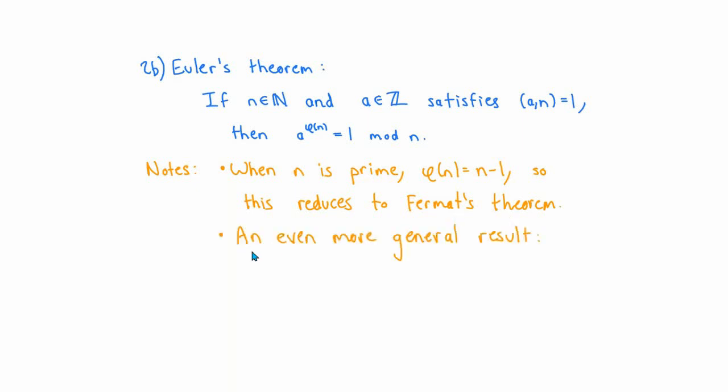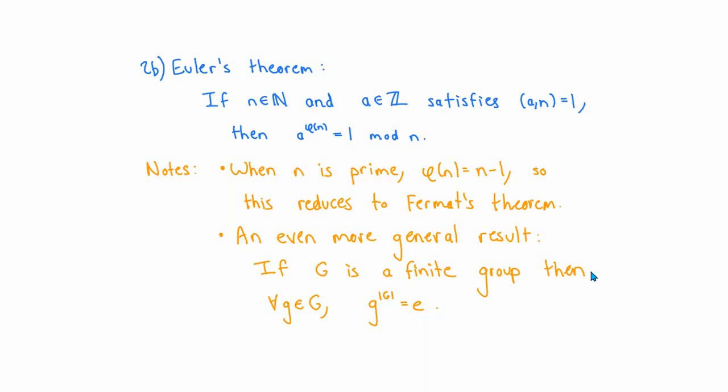The second comment here is that Euler's theorem is really a special case of an even more general result, which can be applied to any finite group. What that result says is that if G is any finite group, which I'm assuming here is written multiplicatively, then if you pick any element little g of the group and you raise it to the power of the order of g, you always get the identity element.